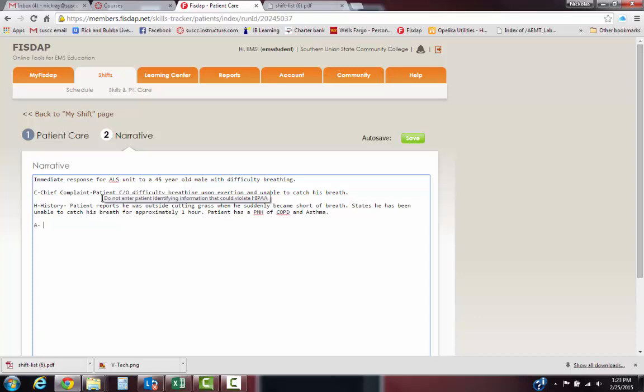Now we go to A, which is your assessment. In your assessment section, you'll have your information from primary and secondary assessments and your reassessment. So, patient was alert and oriented times 4. Vital signs as documented. Skin is warm and diaphoretic.